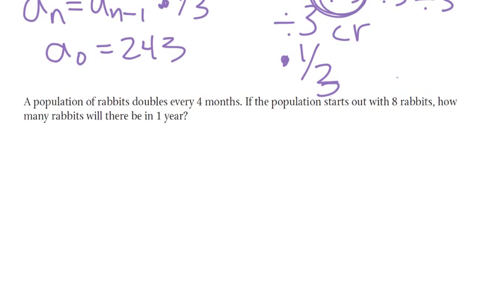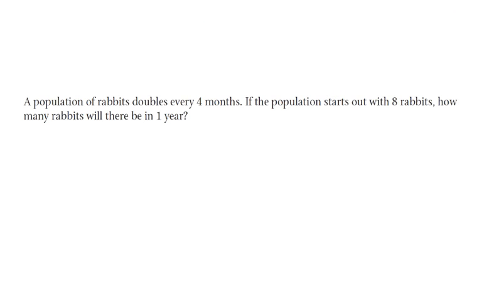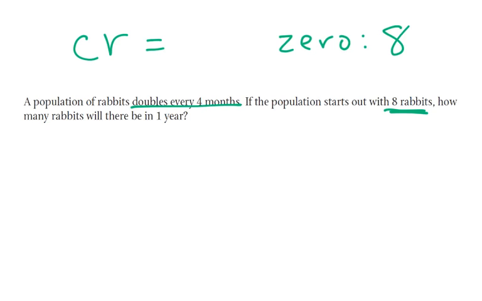Alright, what about if we're dealing with a story problem? Again, it comes down to what's my constant ratio, how is it growing, what's my 0 term, where does it start? So a population of rabbits doubles every 4 months. If the population starts out with 8 rabbits, how many rabbits will there be in 1 year? We're looking more at making an equation, not so much answering the problem. So we start with 8 rabbits. It's my 0 term. And it says it doubles every 4 months.